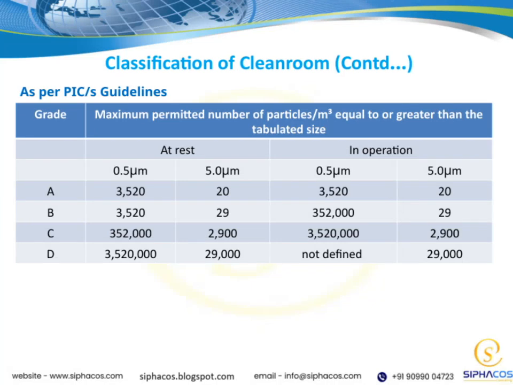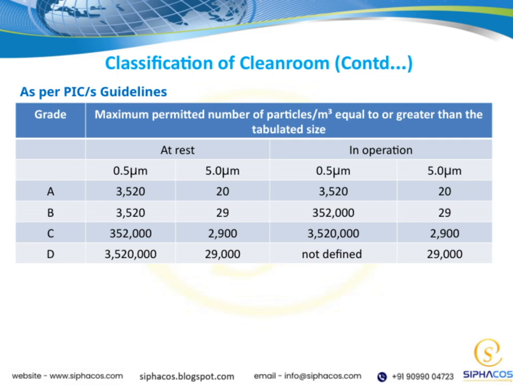Let's take a closer look at the PIC/S guidelines for cleanroom classification. On this slide, we see a table that outlines the maximum permitted number of particles per cubic meter, depending on the cleanroom grade and whether the equipment is at rest or in operation. Starting with grade A, which is the highest level of cleanliness, the limits are quite strict. At rest, the maximum allowed is 3,520 particles that are 0.5 micrometers or larger, and just 20 particles of 5 micrometers or larger per cubic meter. When the equipment is in operation, these limits remain the same for the smaller particles, but the larger particles are also limited to 20 per cubic meter.